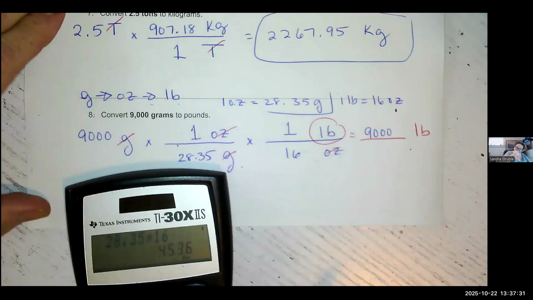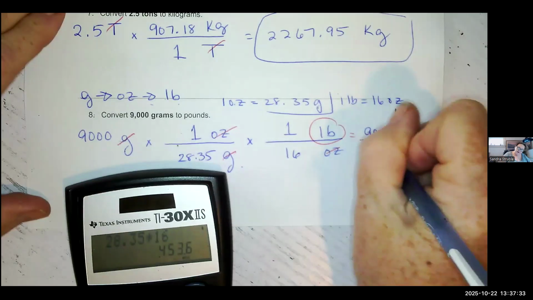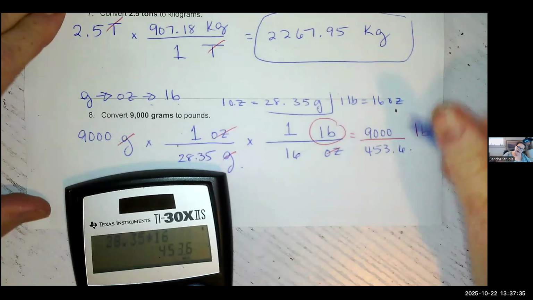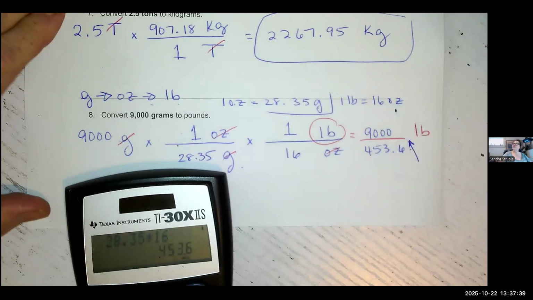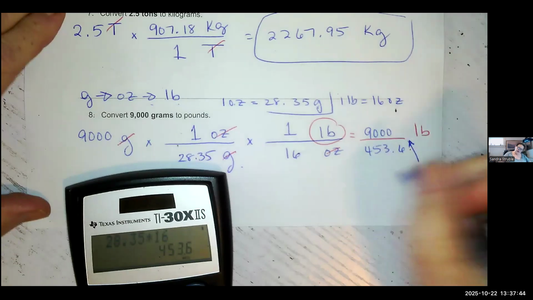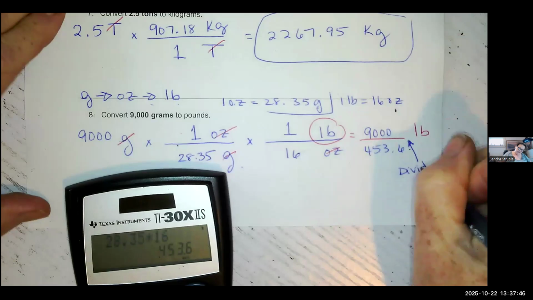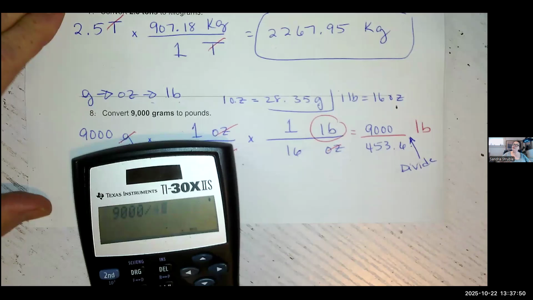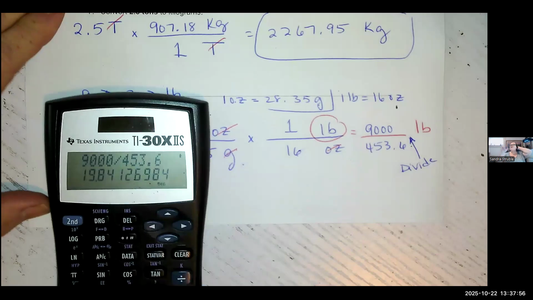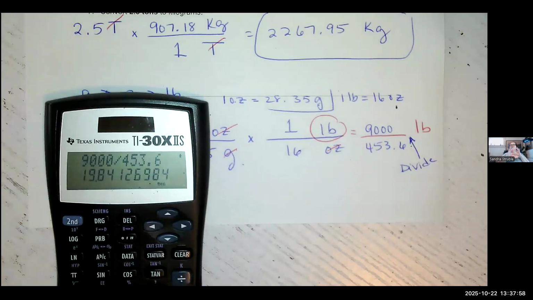Now, as I've said in every video, do not leave this as a number over a number. Don't leave it as a fraction. You will have to divide this. So 9,000 divided by 453.6. Use the entire number. Do not round. I didn't ask you to. When I'm going to ask you to round, you don't round that 453.6. You don't round until you get to this number here.